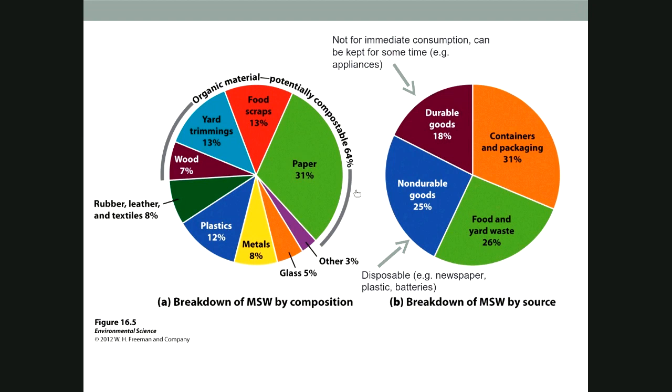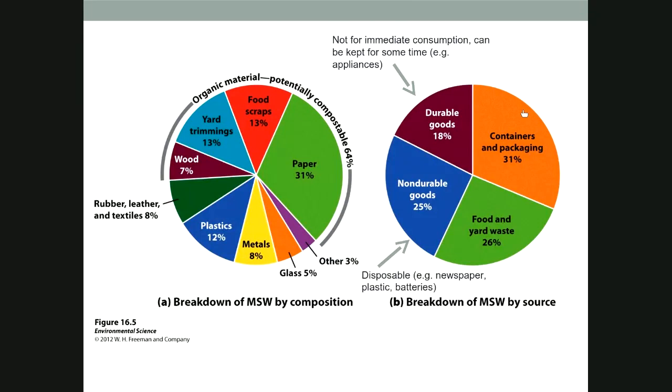So in this course, anytime I show you these pie charts, one question I like to ask on an exam would be the greatest section of the pie. So I want you to know the number one breakdown of MSW by composition is paper, and I want you to know the number one source of municipal solid waste is containers and packaging.